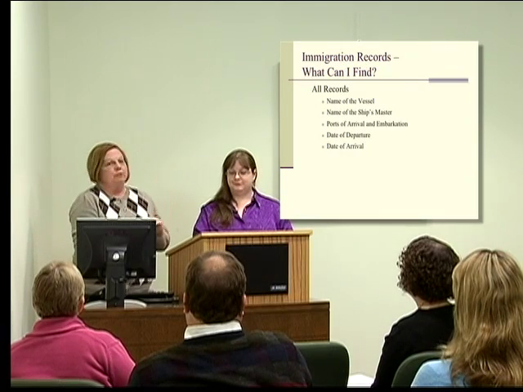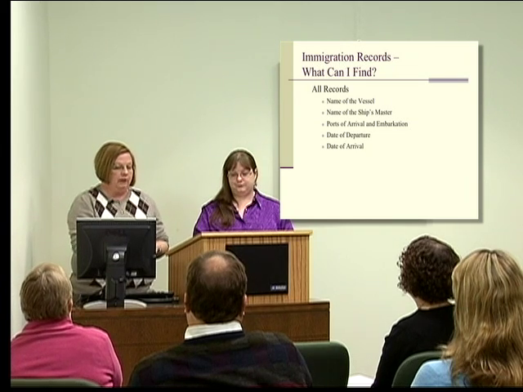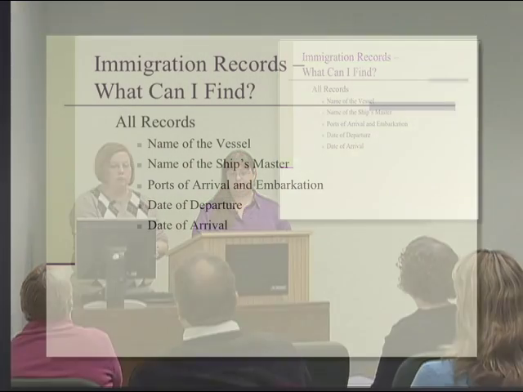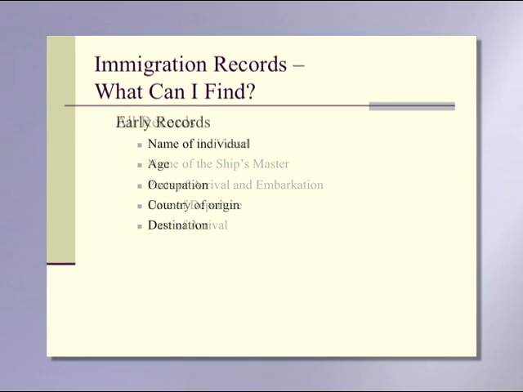Now, the type of information that you can find in the immigration records is going to vary over time, but all of the immigration records, both customs and the INS records, will include the name of the ship, the name of the ship's master, the port of arrival and embarkation, and also the date of departure and the date of arrival. But some of the basic information, the kind of thing that you'll be looking for when you're doing genealogy research. The early customs records are going to include the name of the individual, their age, their occupation, country of origin, and destination. Now, as I said, these vary, and they're going to be different over time.